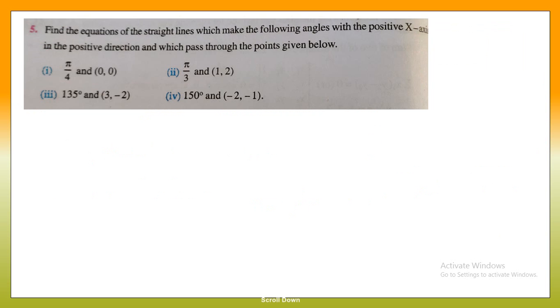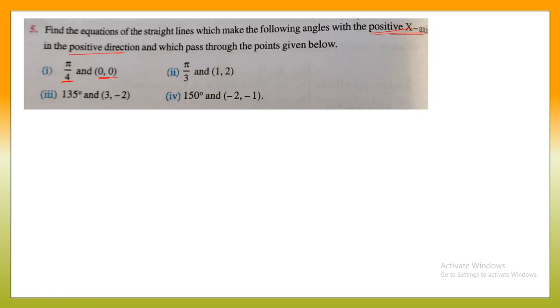Right? Next, moving on to one more question. Find the equation of the straight line which makes the following angles with the positive x-axis. So understand carefully, the positive x-axis in the positive direction, and which passes through the points. So here, what are all the things that are given? Inclination is given. Inclination is given means indirectly he has given the slope. And one more thing he has given, a point. In each case you are given the inclination as well as a point.